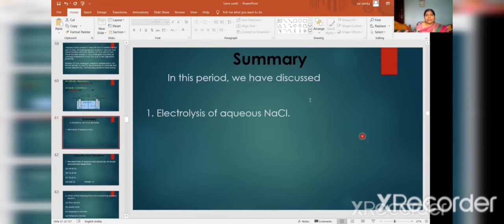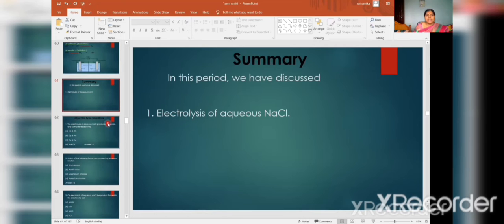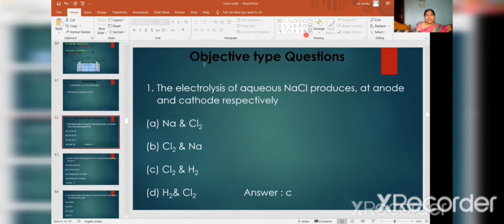So, summary. What we have discussed in this period is electrolysis of aqueous NaCl. Then we will see the objective type questions. What type of objective questions can you expect from this topic in your entrance exam? Very simple questions. First one: the electrolysis of aqueous NaCl produces at anode and cathode respectively. The options given are: sodium and chlorine, chlorine and sodium, chlorine and H2, H2 and chlorine.